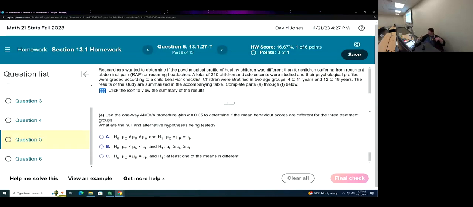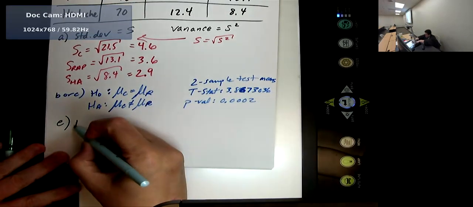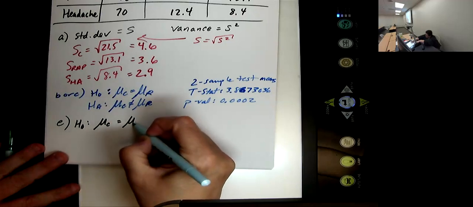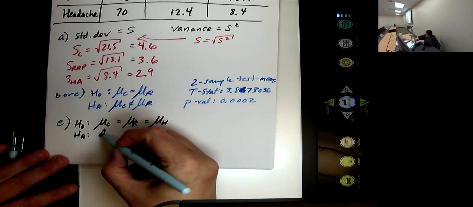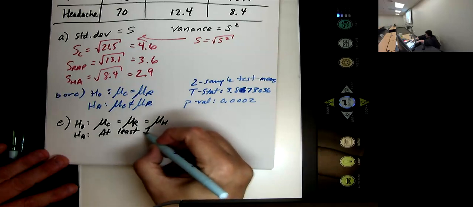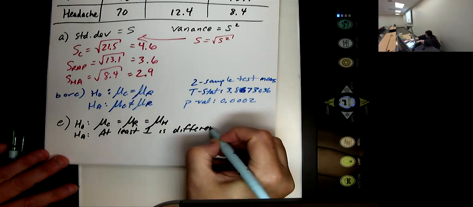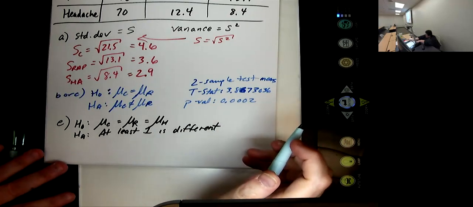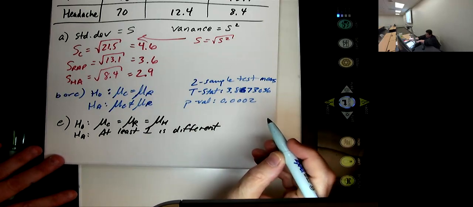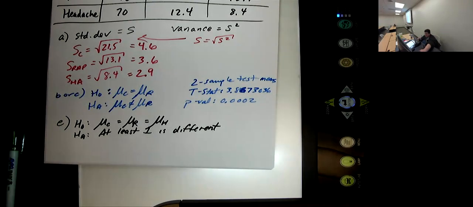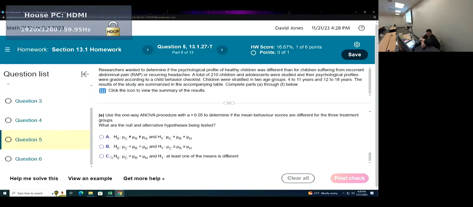Now for part E, they want us to do the ANOVA test. So the ANOVA test, H naught is all of them are equal. And HA is at least one is different. Right? And that's what they got listed for C.